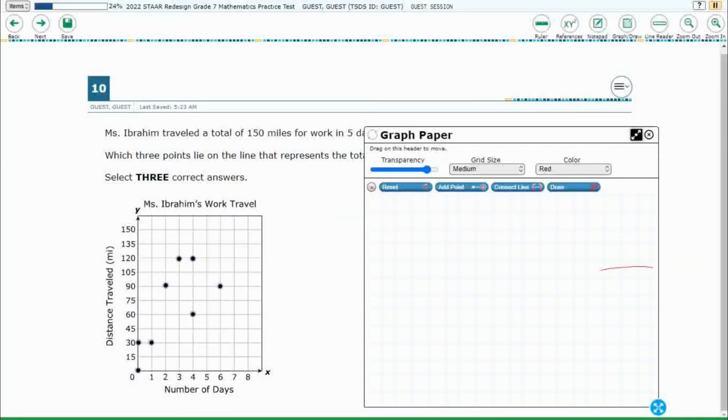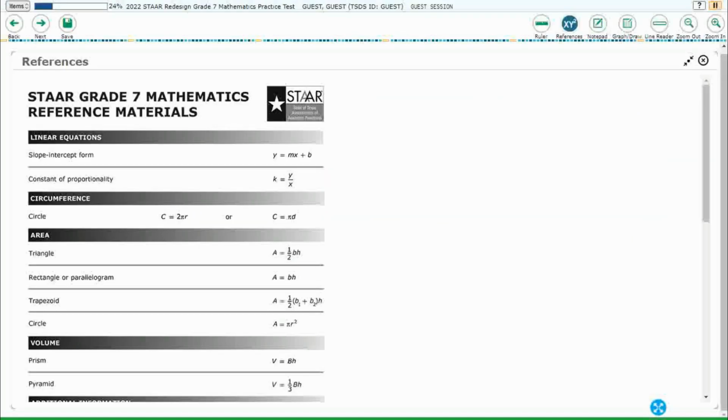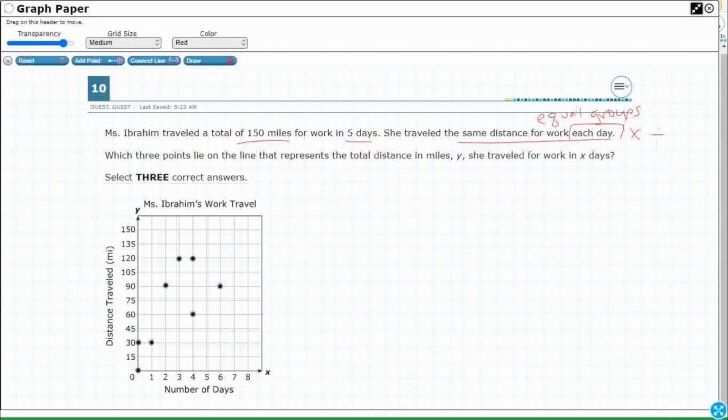Okay, you know what? This makes me think of something. Look at that, y and x. Here's something that's on a reference chart that might be helpful. If I can find the constant of proportionality, that's going to help me here. And I need to know how much she travels in each day, right? And it tells me y over x. So constant of proportionality, you see that near the top in linear equations, k equals y over x.